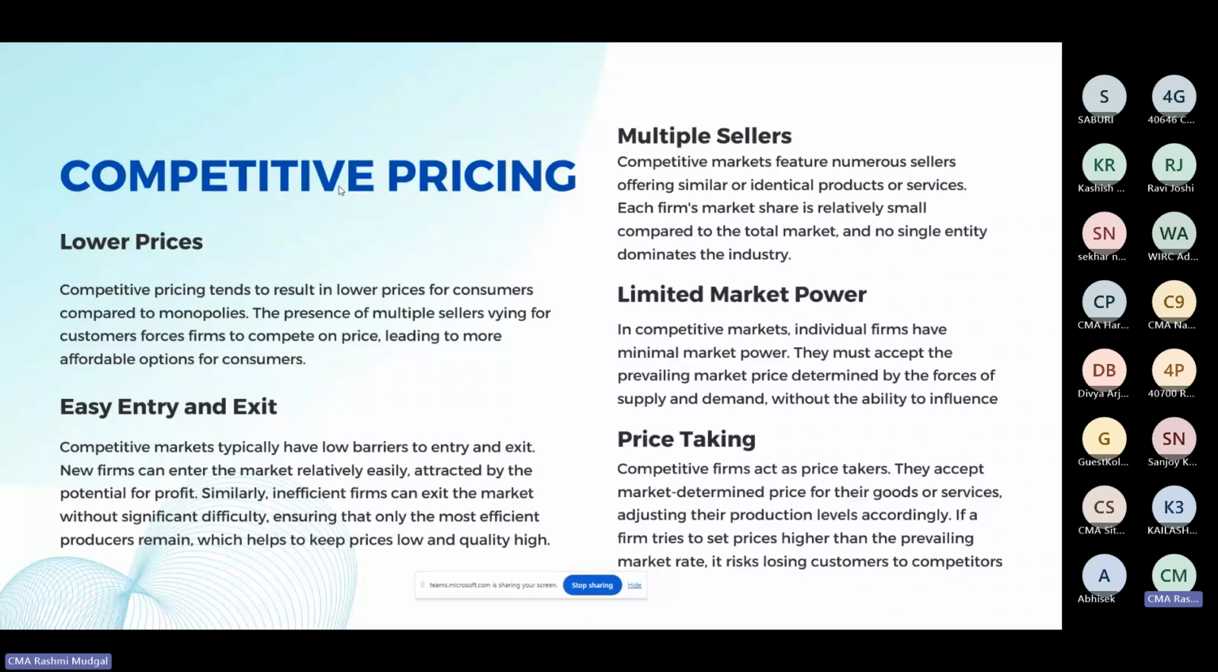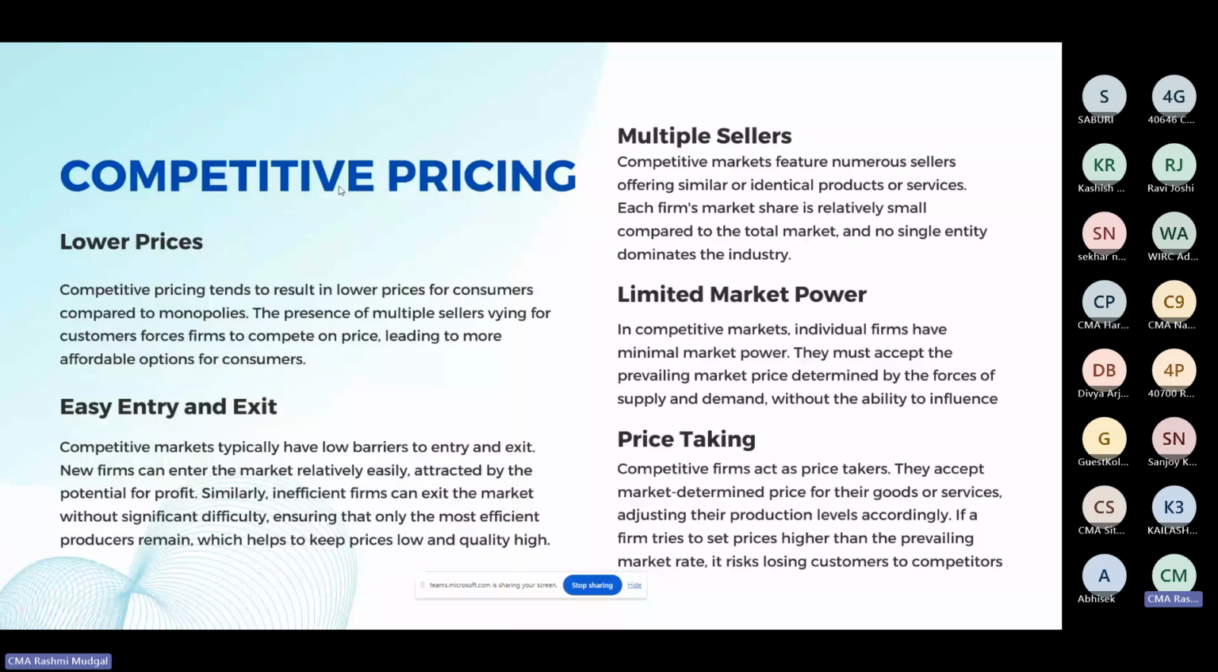They accept the market determined price for their goods and services, even though sometimes they need to sell their product at a lower price, even when they are not able to recover their cost. Because if they don't sell at the lower price, they don't get a sale at all, and their revenue and working capital will be stuck in the market.